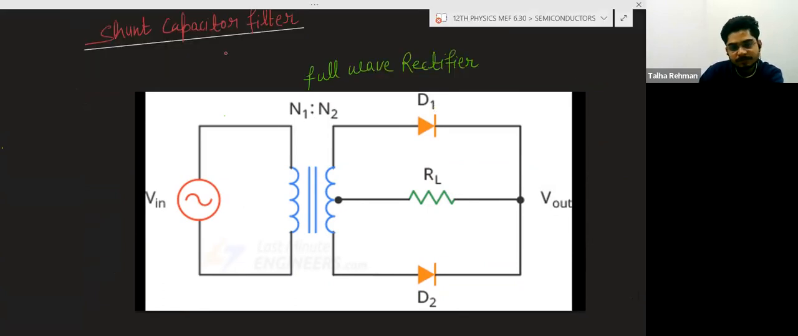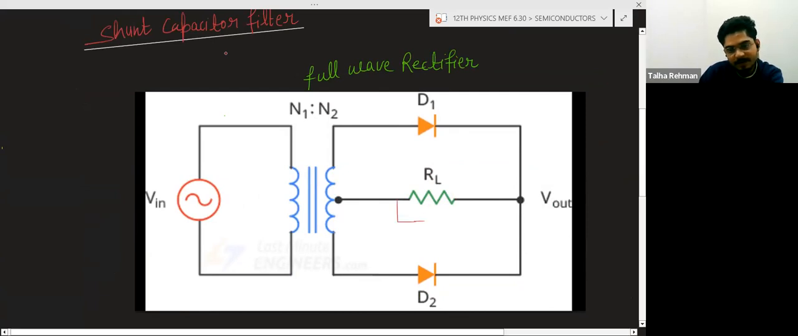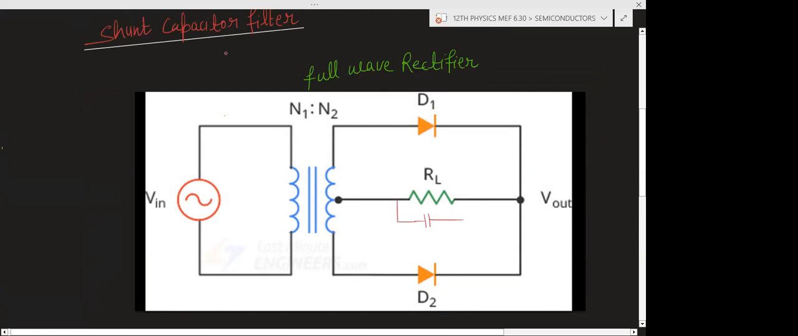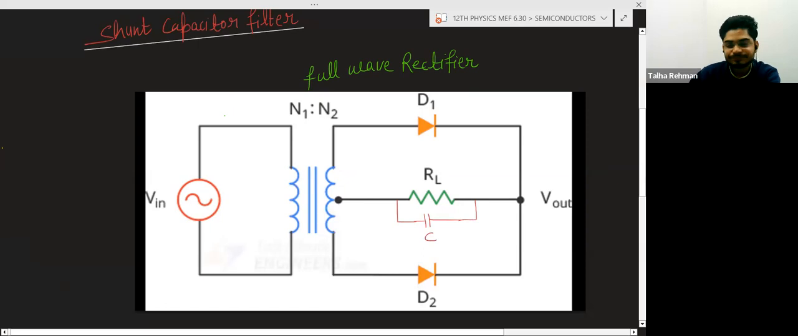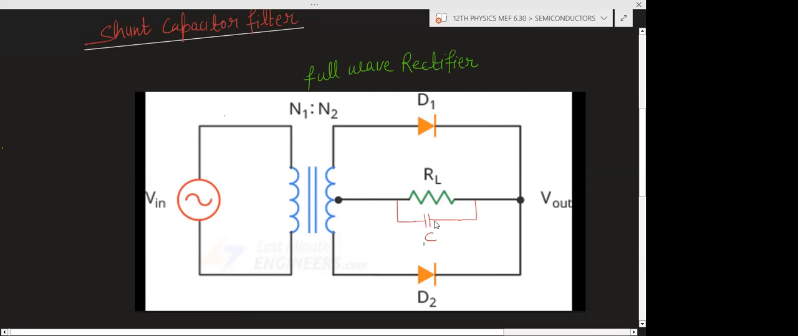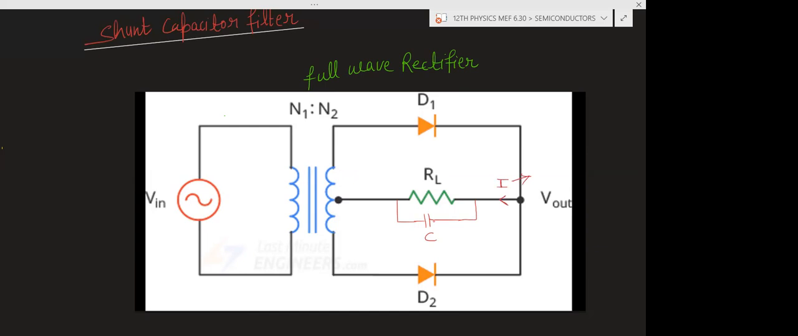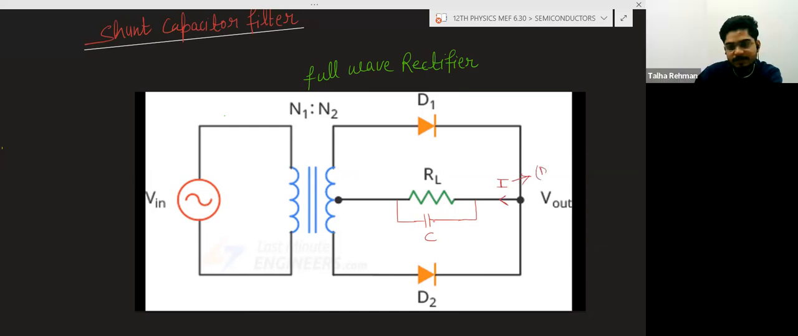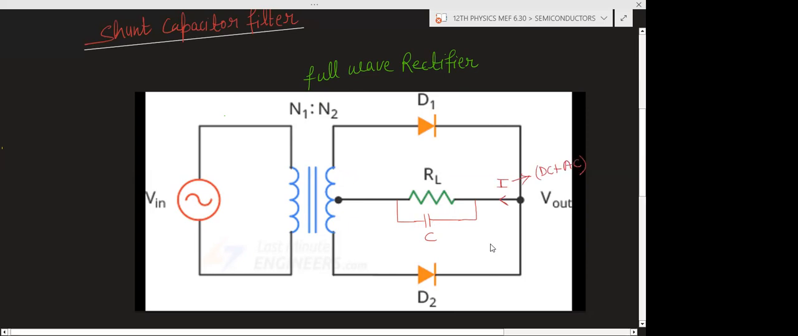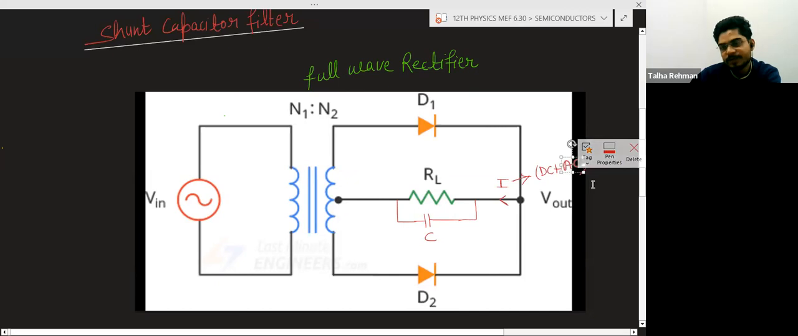We will connect a capacitor in parallel with the load resistance. So what will happen? This is the output current that is going across the resistance, and this current is containing DC. DC current is there, but some of the component of AC is also there. So we have to somehow remove this AC component.